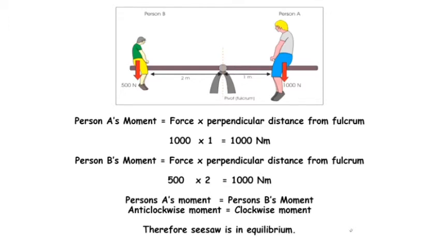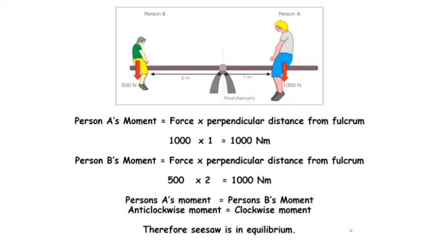As we can see, both people exert a downward force on the seesaw due to their weights. Person A's weight is trying to turn the seesaw anticlockwise, whilst person B's weight is trying to turn the seesaw clockwise. Person A's moment is equal to force times perpendicular distance from the fulcrum. So 1000 times 1 is equal to 1000 Newton meter. Then person B's moment is equal to force multiplied by perpendicular distance from the fulcrum.